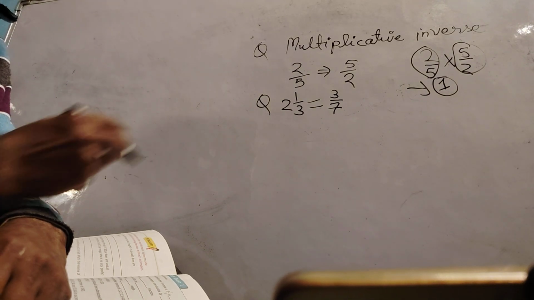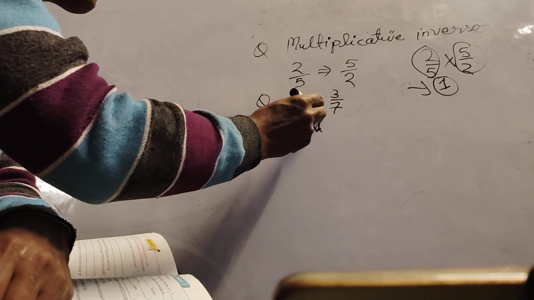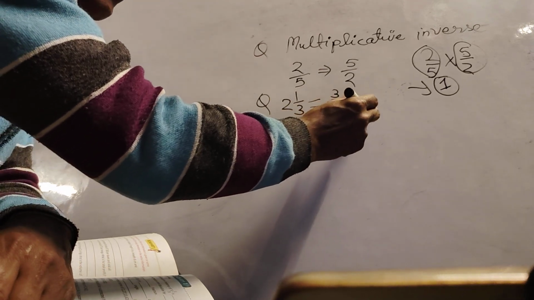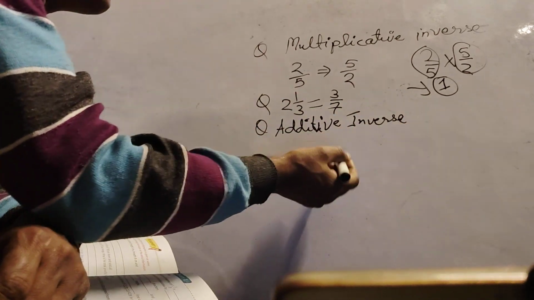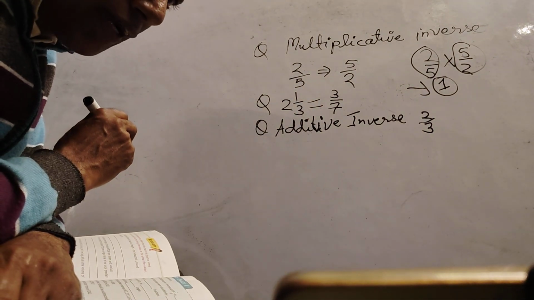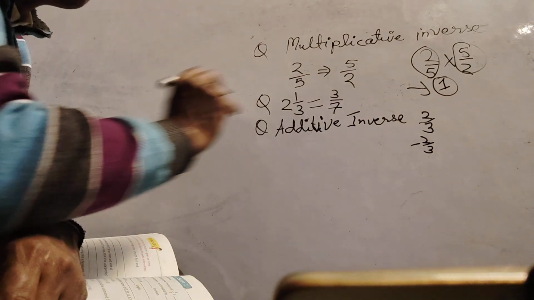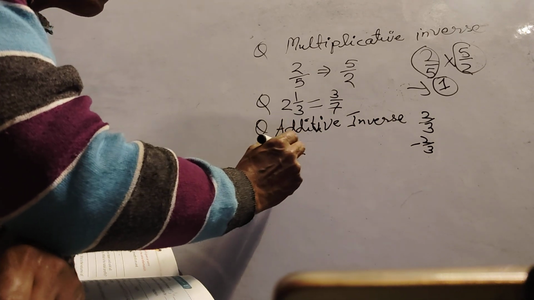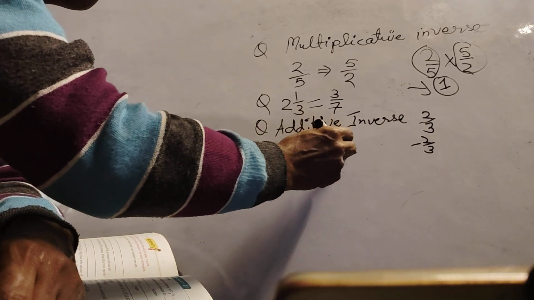Now next is additive inverse. In additive inverse, we use addition. Suppose 2 over 3 is our number. Its additive inverse is minus 2 over 3. Only the plus minus sign we change. We do not switch the numerator and denominator. And the sum of a number and its additive inverse always gives us the value 0.